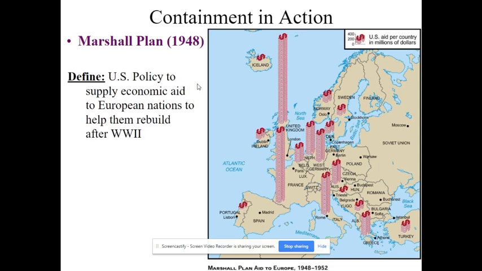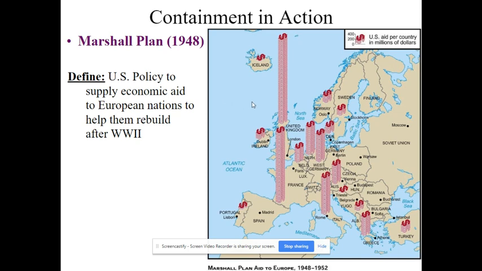So the Marshall Plan also provided economic and military support and things of that nature to European nations to help them rebuild after World War II. Really no different than the Truman Doctrine. Again, if we flood these countries with money, then hopefully we can keep them on our side and we can keep those trading partners and things of that nature with us.